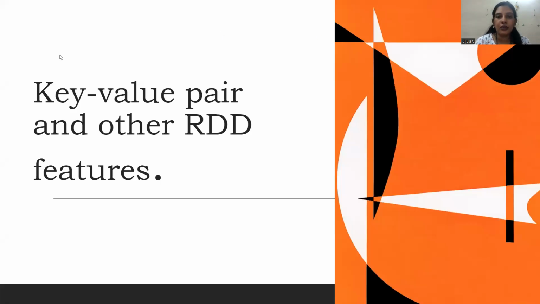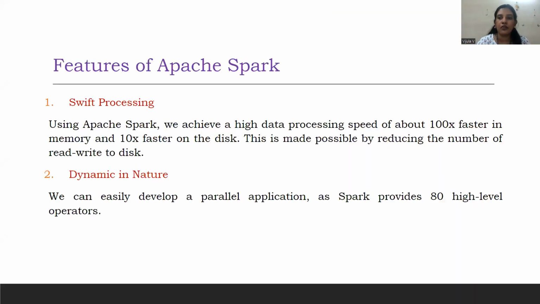So today we'll be looking into a continuation of the Spark shell, that is, key value pair and other RDD features. So going into this, there are different features of Apache Spark. And the first one is swift processing. So this swift processing is done using Apache Spark.